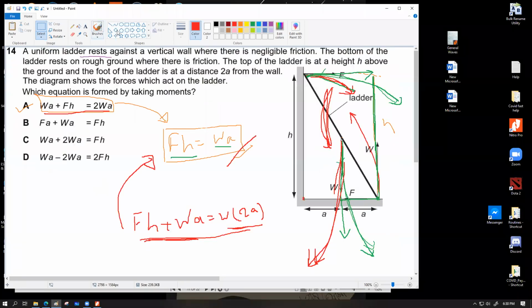You meant that if you take this point as a pivot point, this one as a pivot point. Yes, if you take this one as a pivot point, then this W force will produce no moment. So this will be out of our equation. We have to calculate the moment for this one, and this one.